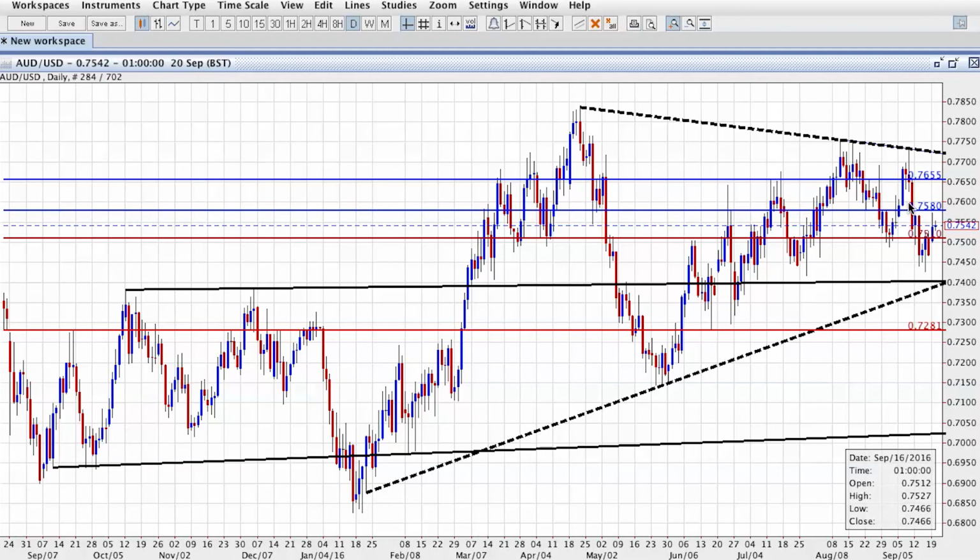but it may start to attack that key 77.30 area. And I think we now need to watch the Aussie, because as you can see in front of us, we've got a triangle that is emerging in the Aussie, and a serious break is about to happen.